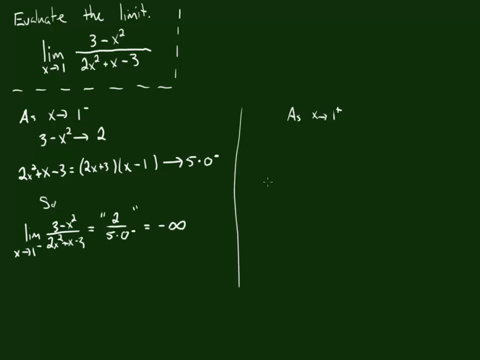We have to do the same thing from the right. From the right, we know exactly that 3 minus x squared is going to 2. We saw that on the other side. We know that 2x squared plus x minus 3, which we already factored, is going to be 2x plus 3 times x minus 1. Again, we know that this is headed towards 0, but now we have to figure out which side it's going to be on. If we are a little bit larger than 1, the first number is still going to be 5.